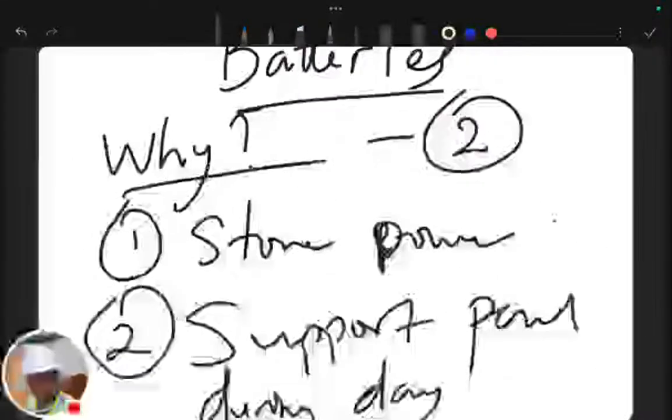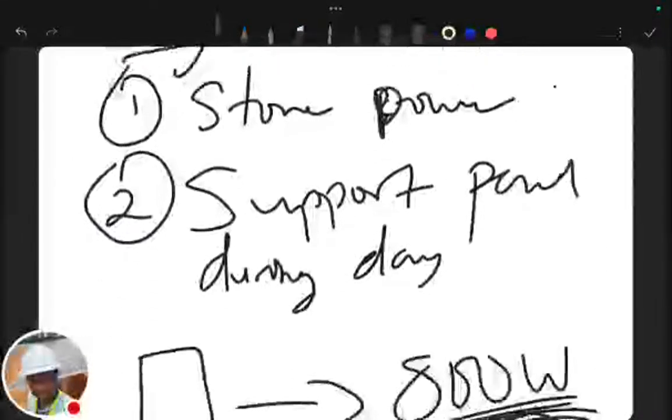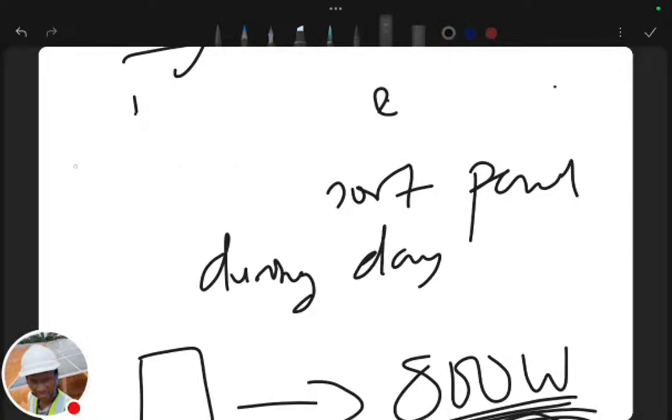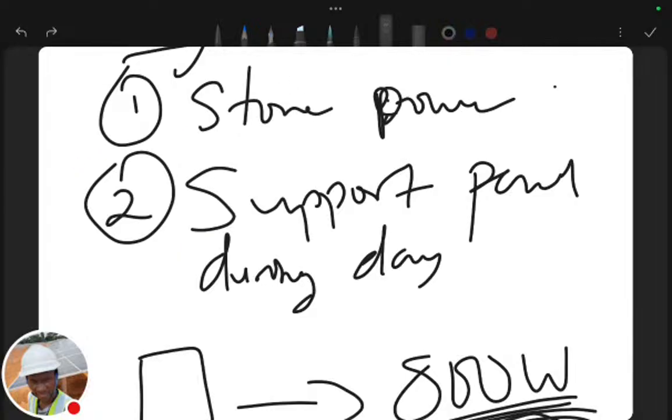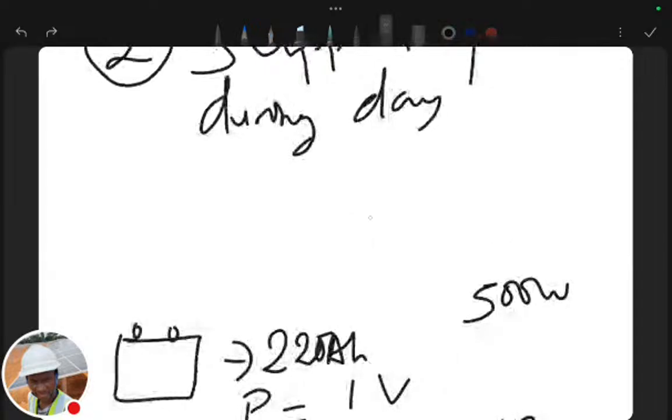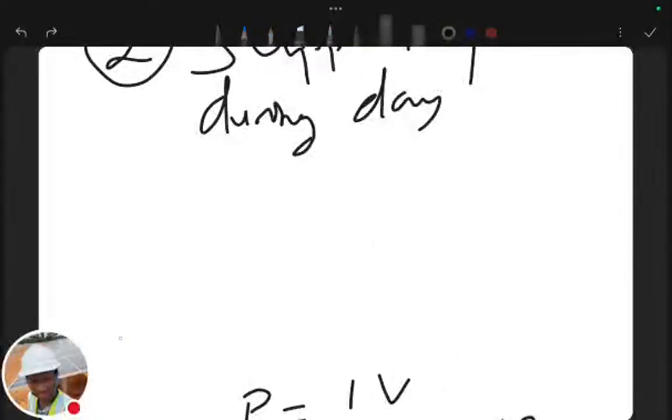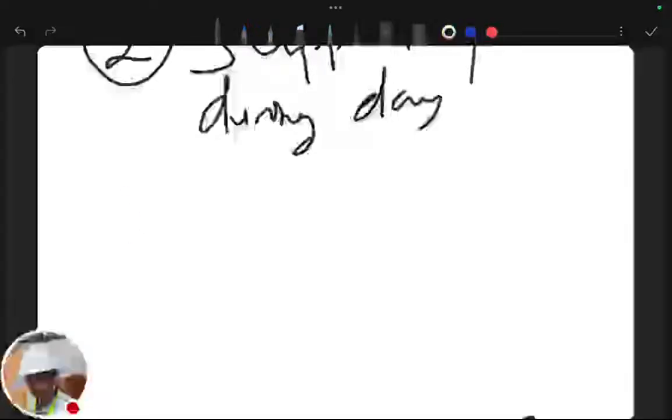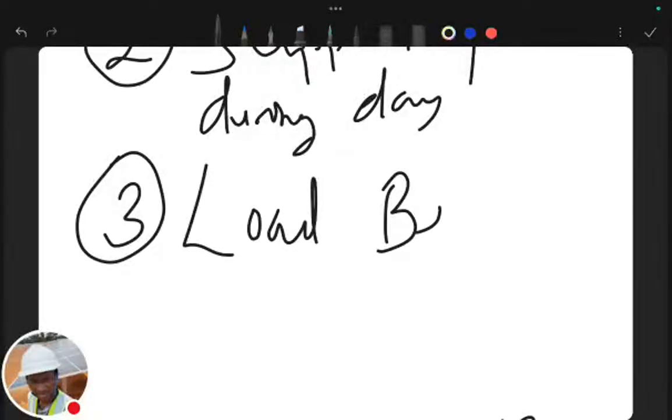There are three reasons why we need batteries. The first is to store power. The second is to support the panel, and the third, let's talk about the third reason why we need a battery. The third reason why we need a battery is for load bearing. That's where their internal resistance comes in.